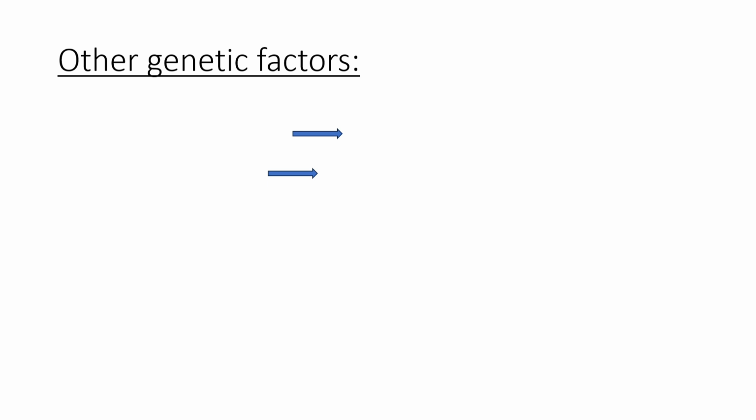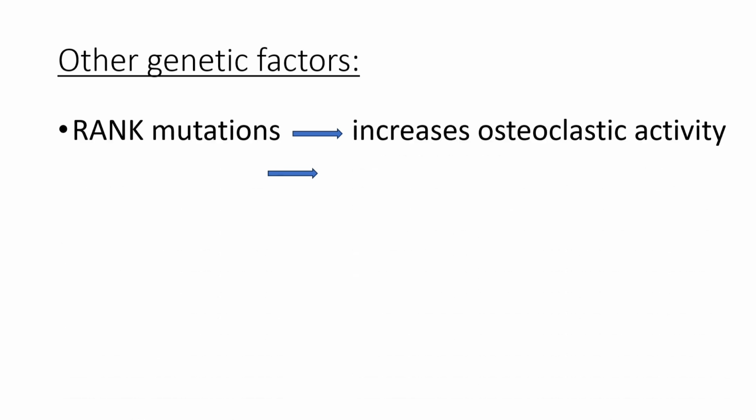Not only sequestosome 1 gene mutation, there are also other genetic factors which cause Paget's disease. The first is the RANK mutation. RANK is a receptor which normally causes an increase in osteoclastic activity, but there is an order in its function during normal conditions. When mutation occurs, there will be heavily increased osteoclastic activity, which causes heavy resorption of bone.